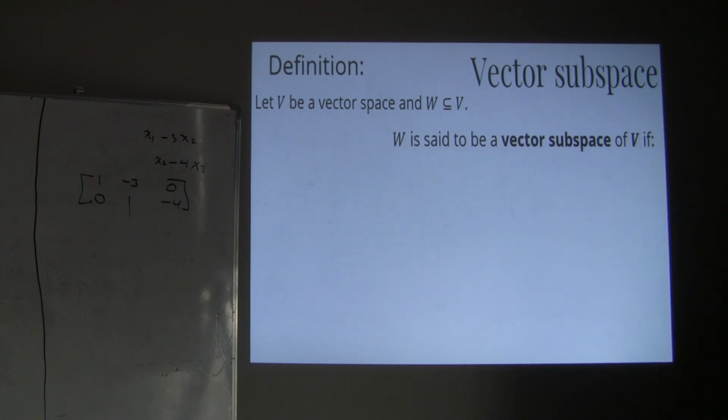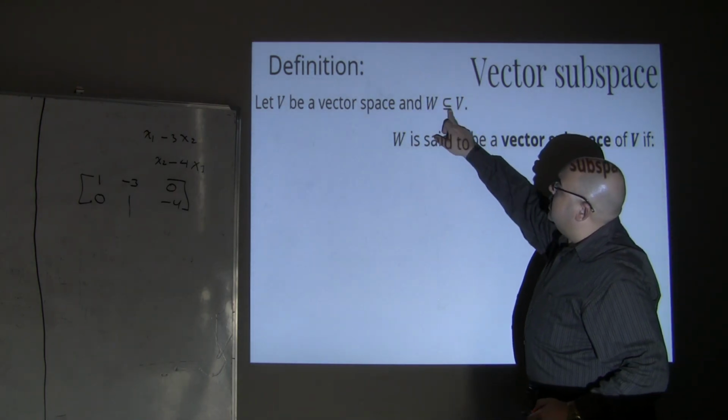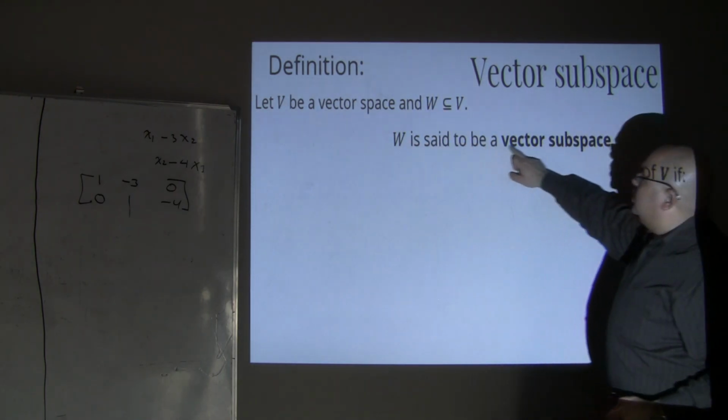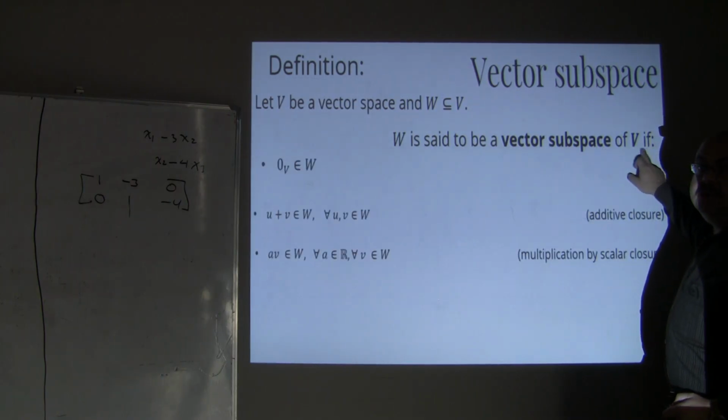Are you with me, Mr. Muhammad? Okay. So let V be a vector space and W be a subvector space of V. W is said to be a vector subspace of V if we have these 3 conditions.